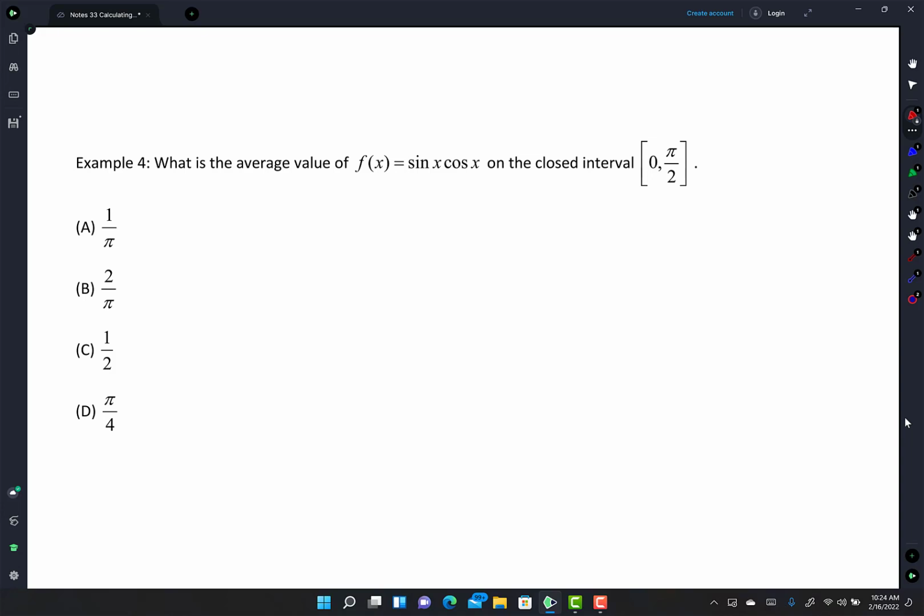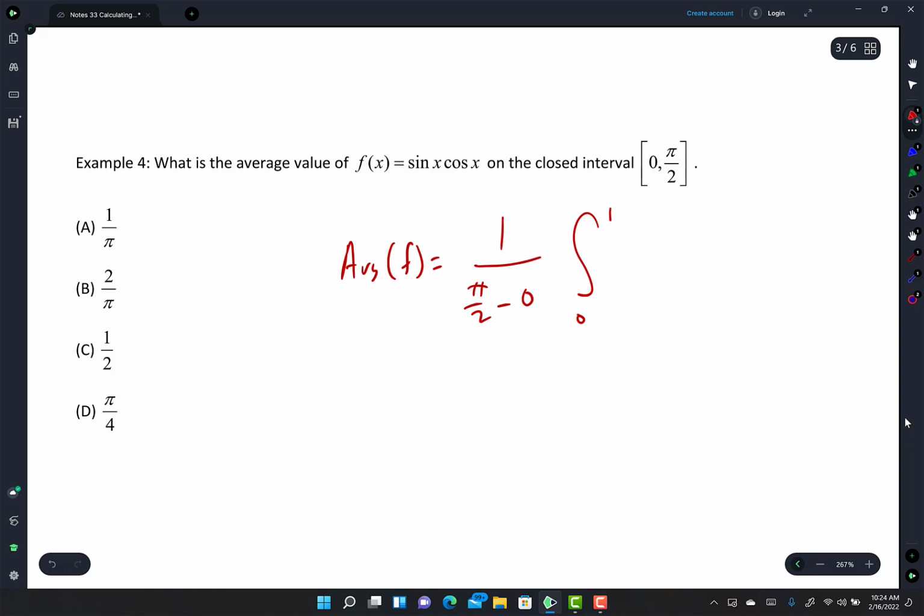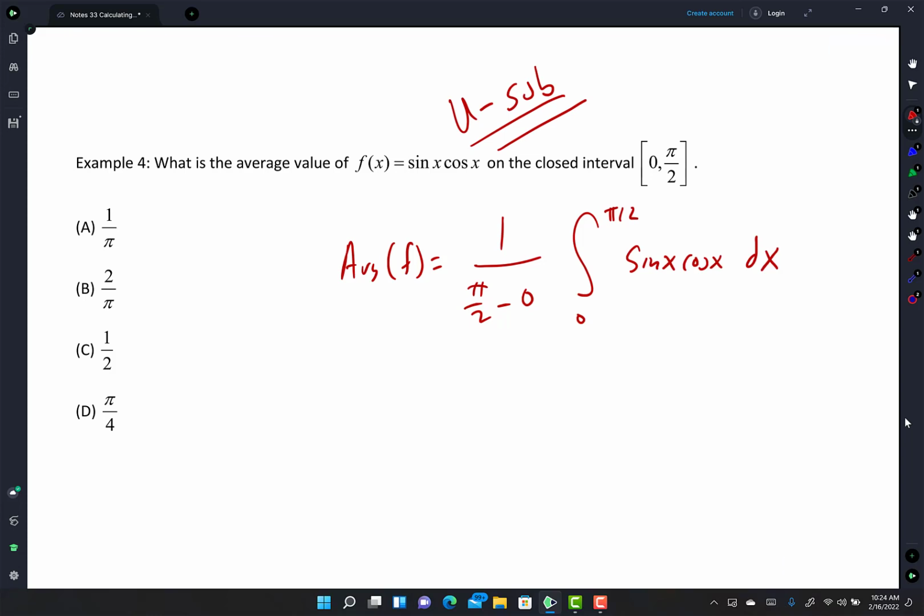If you can do this, average of f equals 1 over pi minus 0, integral from 0 to pi of sine x cosine x dx. This is correct. You guys just need more algebraic skills. We haven't done u-sub. Do you guys want me to do it now, or should we save it for later? Save it for later? Okay, remember when we do u-sub to come back to this.